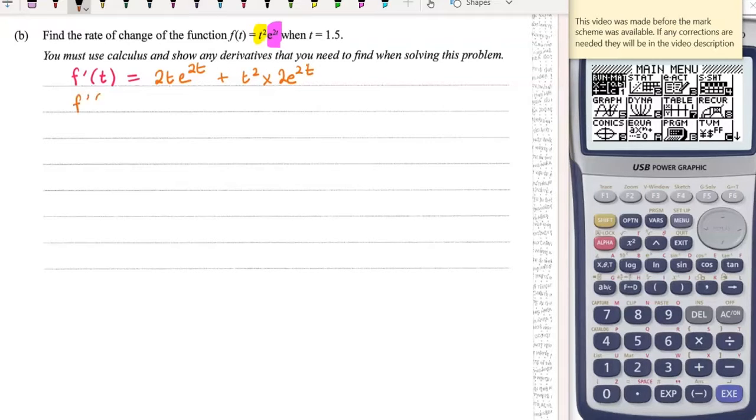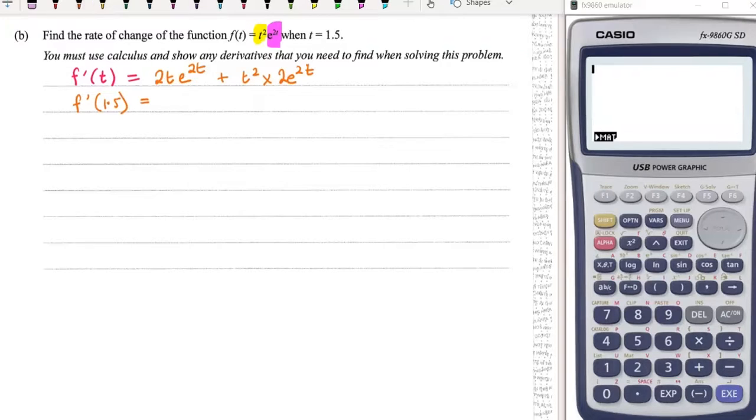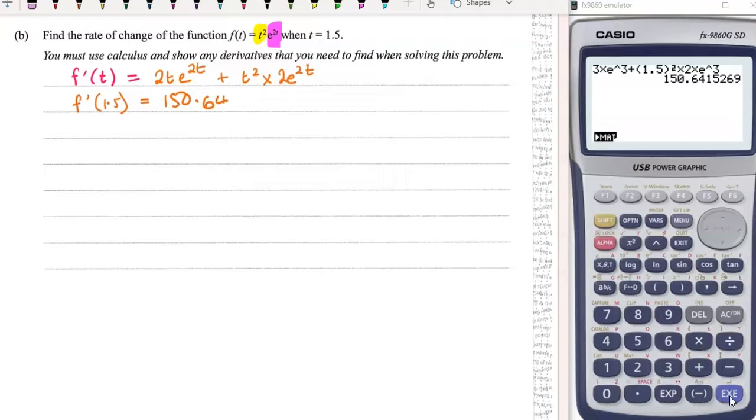Then we're finding what that is when t is equal to 1.5. So 2 times 1.5 is 3, times it by e to the power of, again, 2 times 1.5 is 3. Then we'll add on 1.5 squared times 2 times e to the power of 2 times 1.5, which is 3. We get to 150.64.